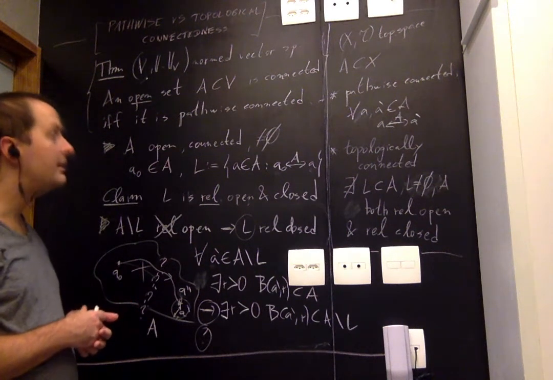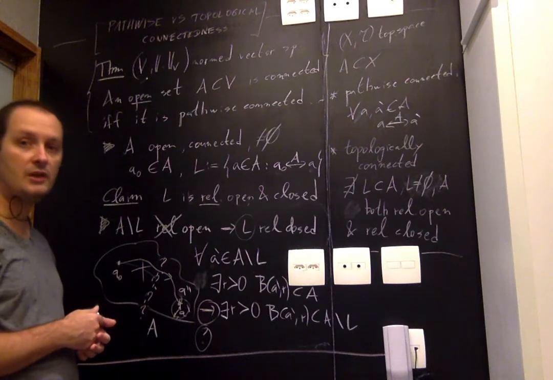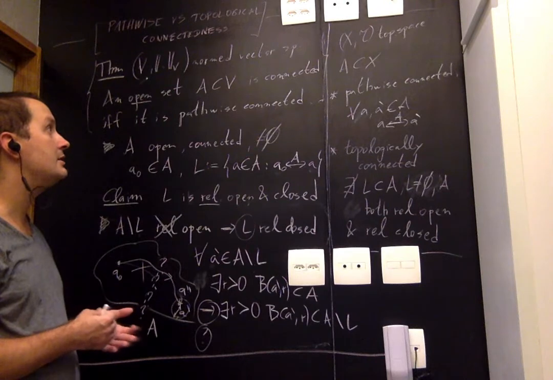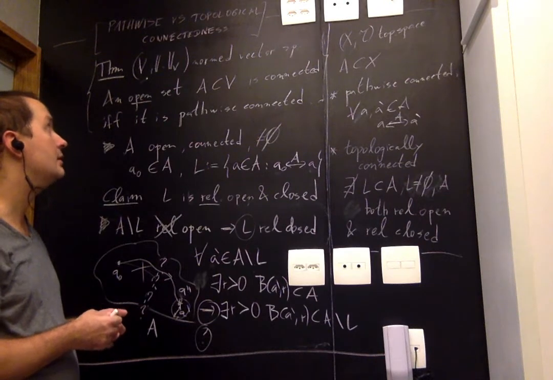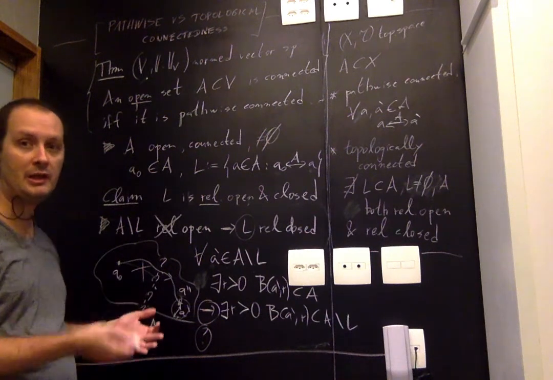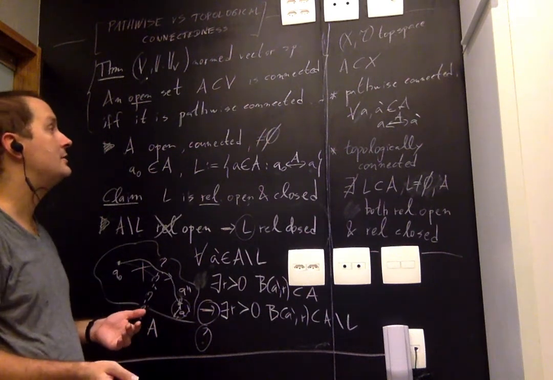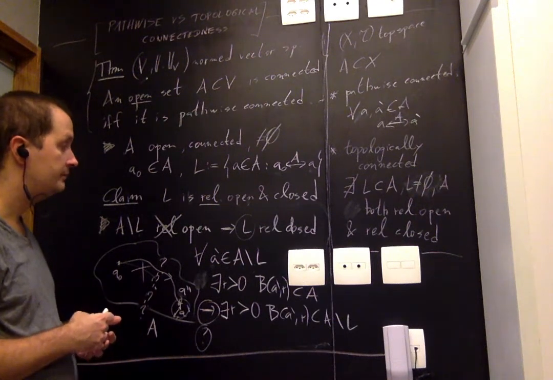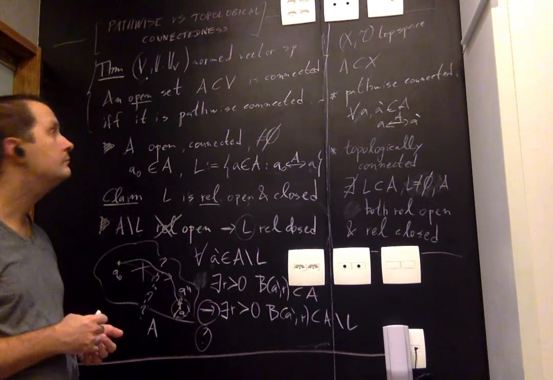So that's it for this video. The last thing in this section is going to be an example of a topologically connected subset of the plane which is not pathwise connected. That's going to be in a handout. So, thanks.